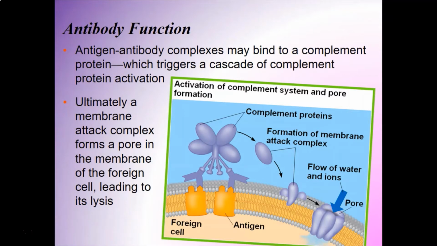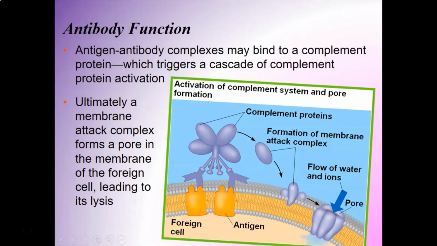Now, last time I told you how cool the complement system is, right? With all those cascading effects that happen? Well, antigen antibody complexes might bind to a complement protein, which triggers a cascade of complement protein activation, right? And basically what's going to happen here, they're going to create a pore, all right, similar to what we talked about before, only in this case, here's the bad guy, here's the foreign cell, right? Here's the antigen, okay? Basically, what's going to happen is at the antigen, you're going to bond some antibodies. All right, we already get that.